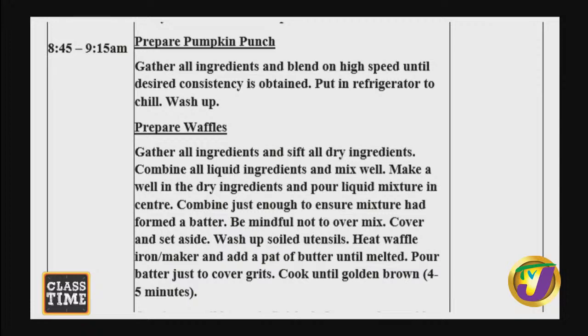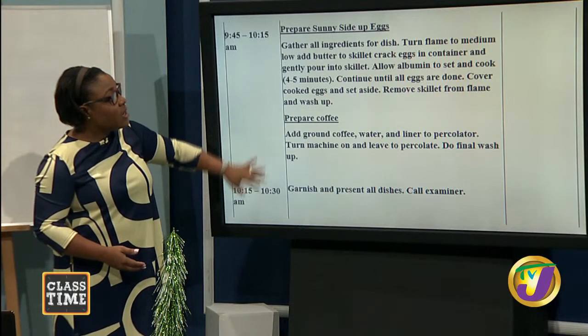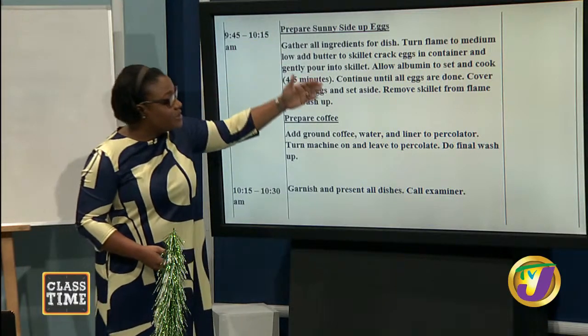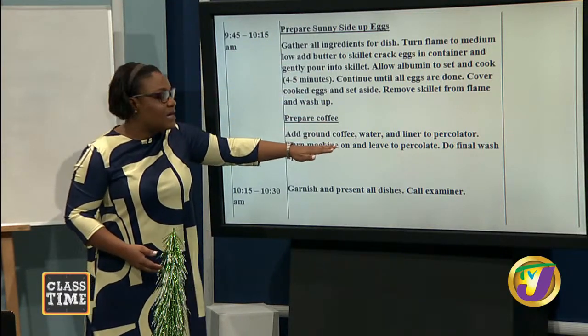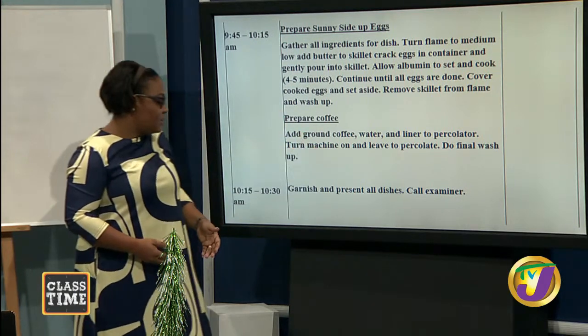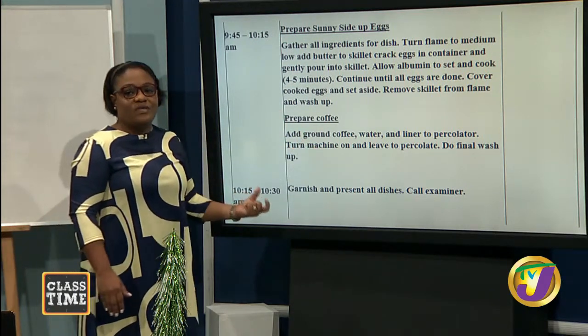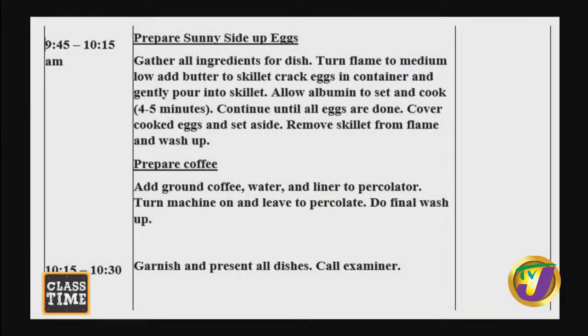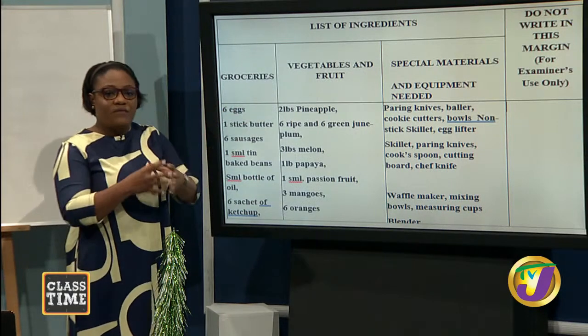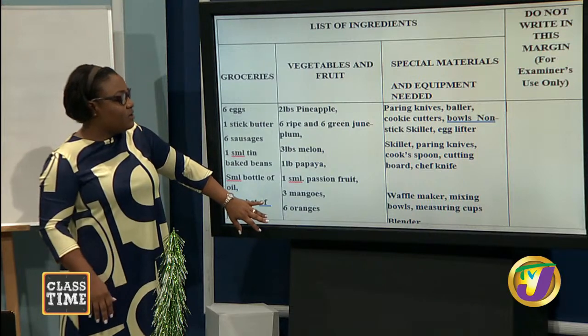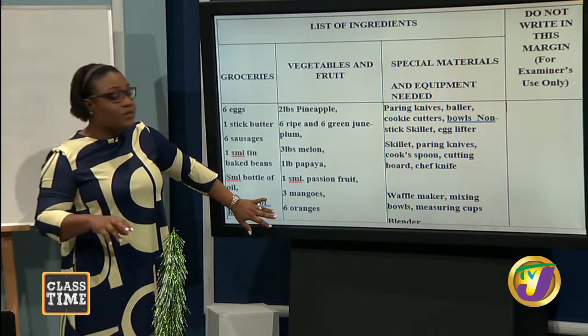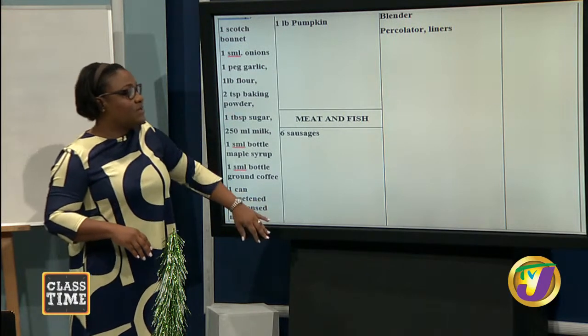So you go with whatever you can do within your 5 minute slots, your 30 minute slot here. Same here. And I just want you to see that we're actually covering everything. Prepare the sunny side up egg. We do the coffee last because we need it to serve hot. And then at the last 15 minutes, garnish and present all dishes. You call your examiner. All right? This is it for your list of ingredients. You just pull everything together, just basically add up everything that you're using. And there you have it.